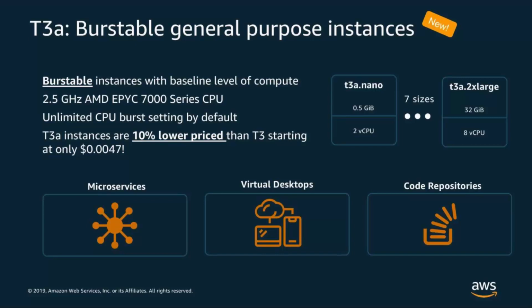These T3a instances are priced 10% lower than T3 and start at only 0.0047, which is less than half of a penny per hour, making it very cost effective for workloads that don't need high sustained compute. T3a comes in 7 sizes, similar to our T3 family. They range from 2 vCPUs with half a gigabyte of memory all the way up to 8 vCPUs and 32 gigabytes of memory. Where we see customers leveraging these instance types are typically for microservices, virtual desktops, and code repositories.